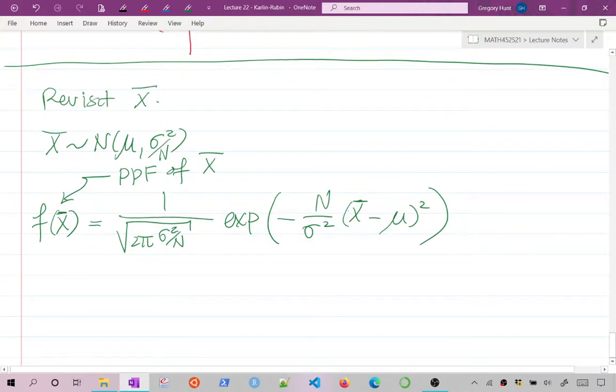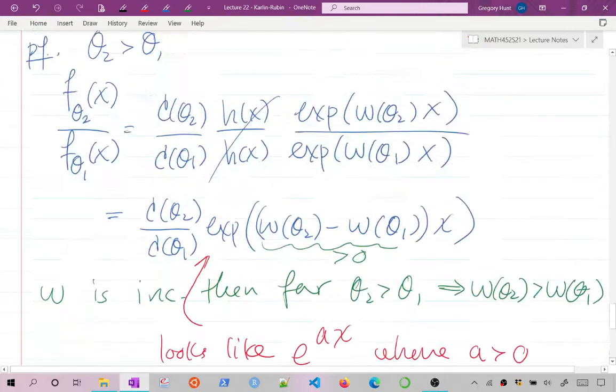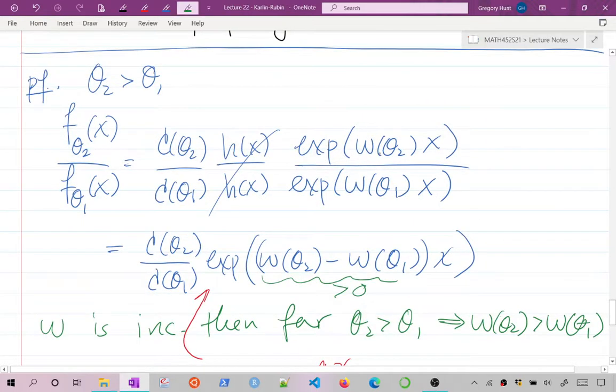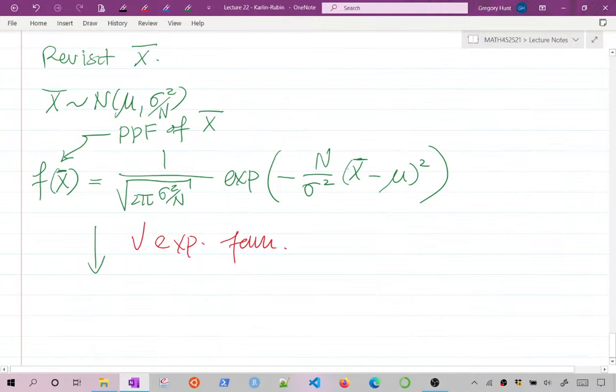So that's the form of it. We know this is an exponential family. The question is, so let's just write that. Check exponential family because it's a normal distribution. The question is, does it have the MLR property? And in our theorem, we need to check that w of theta is an increasing function of theta. Well, theta in this case is mu.